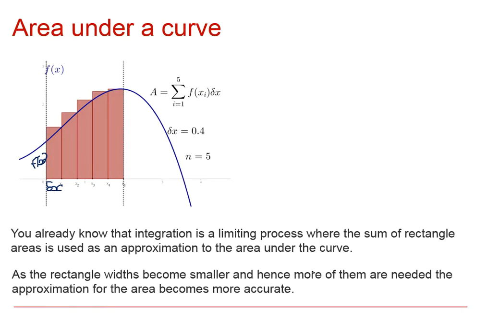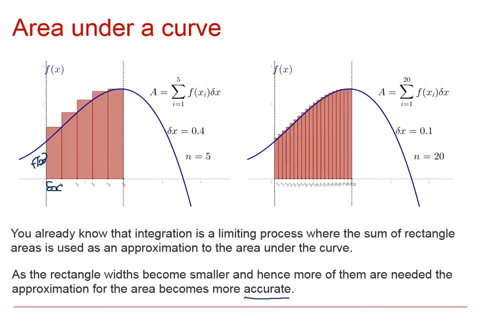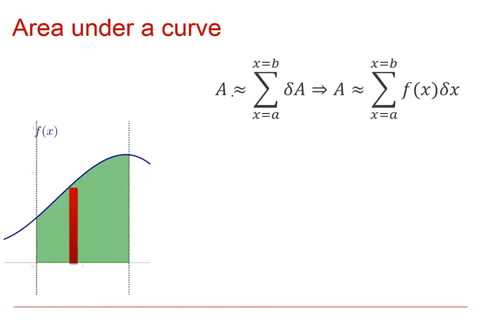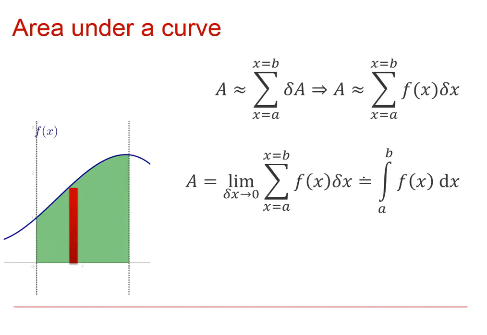And as these rectangle widths become smaller, more of them are needed, and the approximation for the area becomes more accurate. So we have increasingly small rectangles, we're summing more of them, and delta x, the width of them, becomes smaller, and we've got a more accurate approximation there. So as we continue this process and we make delta x tend to 0, what we get is the integral between a and b of the function with respect to x, which gives us the area.